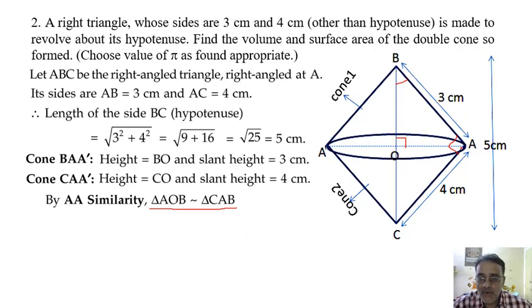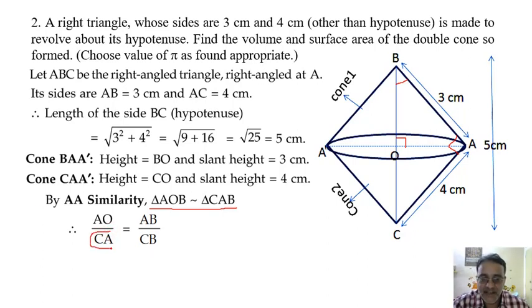Yes sir, AOB and CAB. Right, now you have to write the corresponding sides. Which side is opposite to this angle in the first triangle? OA. Very good. In the second triangle? AC. Good. And now opposite to 90 degrees, first triangle? BA. Right. Second triangle? BC. So we'll write AO upon CA equals AB upon CB. Why? Corresponding sides of similar triangles are proportional.